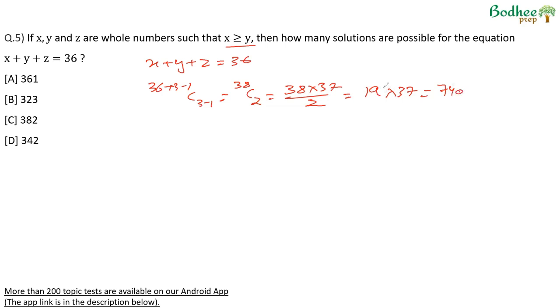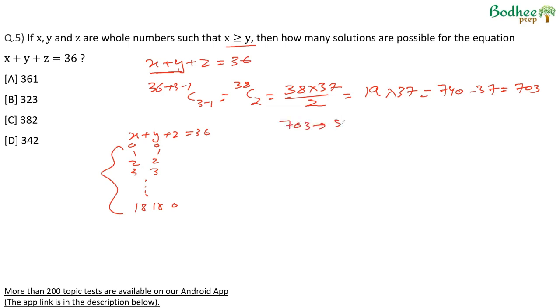19 can be written as 20 minus 1, 740 minus 37, or 703. Now, out of these solutions, there will be solutions where x and y can be equal. When x and y are equal, the values of x and y could be 0, 0, 1, 1, 2, 2, 3, 3. Correspondingly, we'll get a value of z, not important, till 18, 18, when z is 0. There are 19 possibilities. So out of 703 solutions, for 19 solutions, x is equal to y.